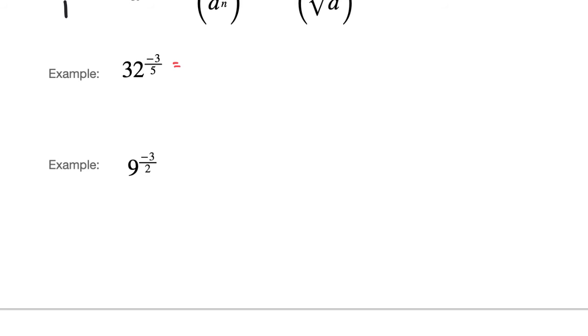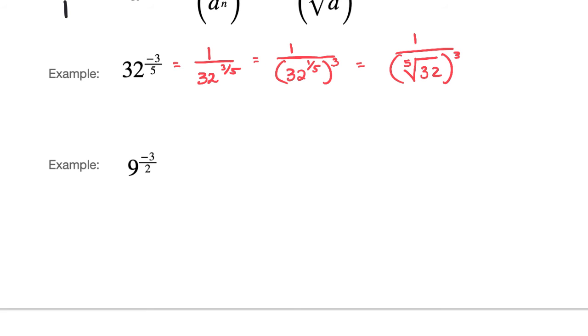And our first step is to rewrite it as 1 over 32 to the positive 3/5. Then we factor that 3 out, so it's 32 to the 1/5, all to the 3rd power. That's 1 over the 5th root of 32, and then raised to the 3rd power. And so now we're ready for our last step. Well, almost our last step. The 5th root of 32 is 2, and then we have to take it to the 3rd power. So this is all equivalent to 1/8.